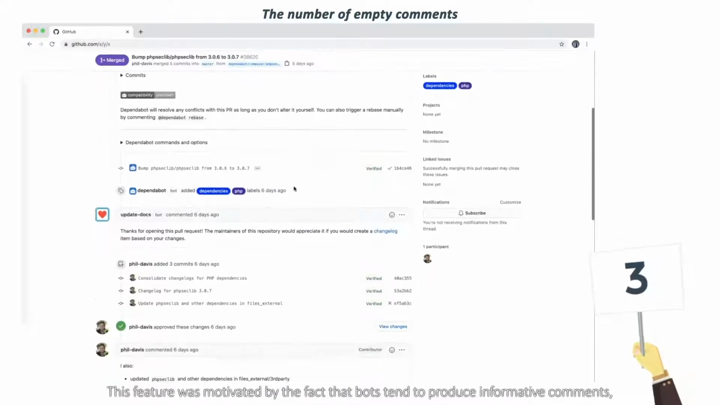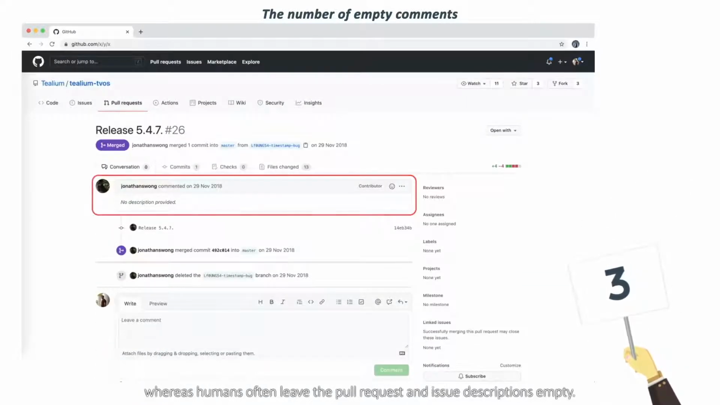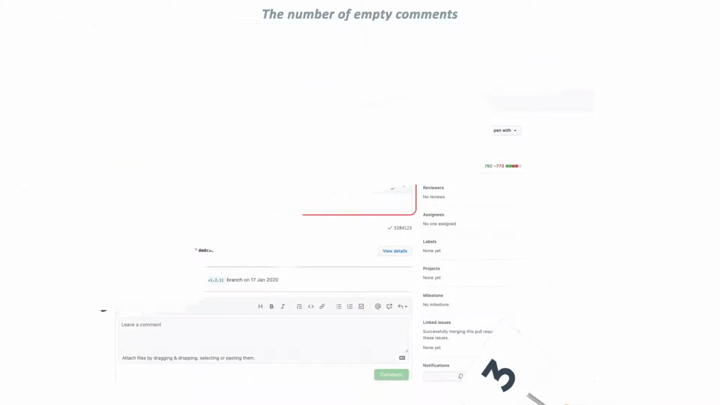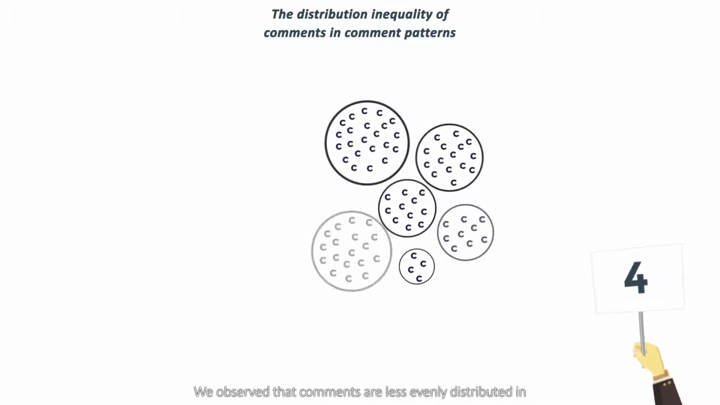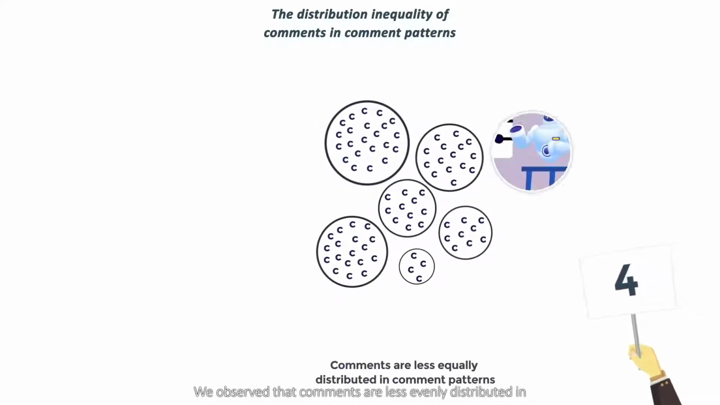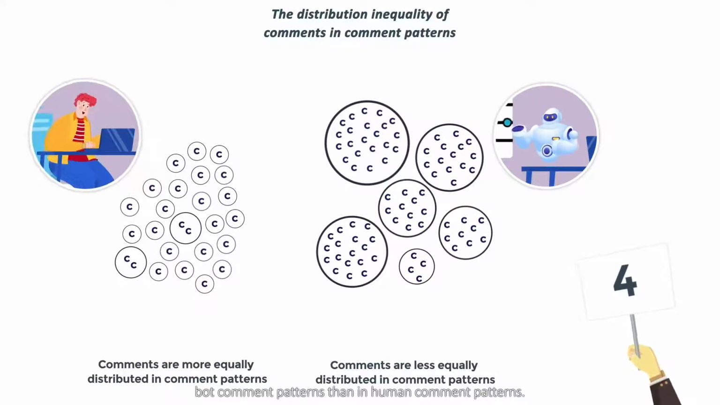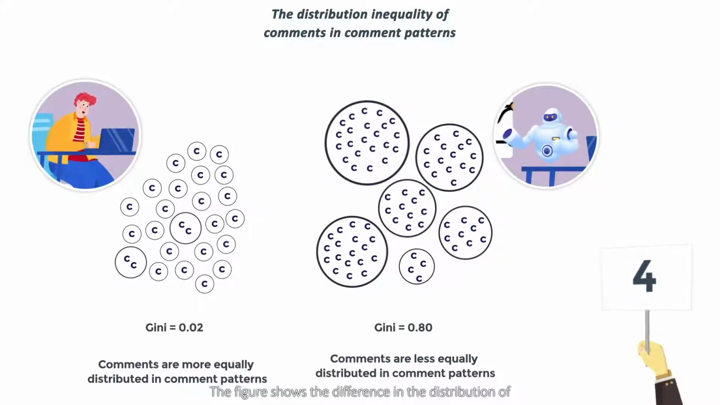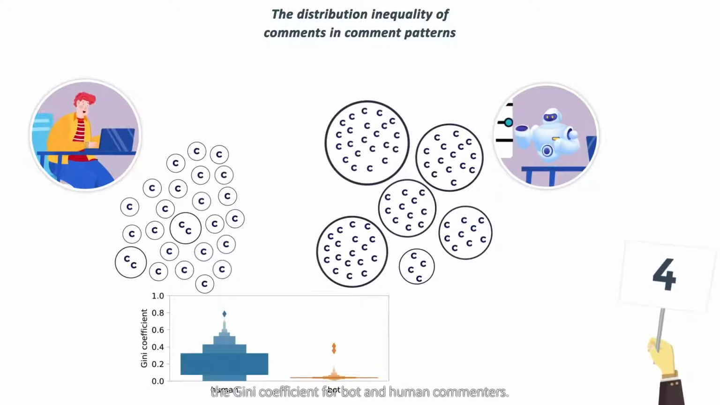This feature was motivated by the fact that bots tend to produce informative comments, whereas humans often leave pull requests and issue descriptions empty. A fourth distinguishing feature was the distribution inequality of comments in comment patterns. We observed that comments are less evenly distributed in bot comment patterns than in human comment patterns. We used the Gini coefficient to compute this inequality. The figure shows the difference in the distribution of the Gini coefficient for bots and human commenters.